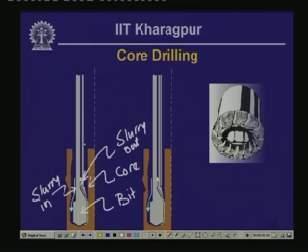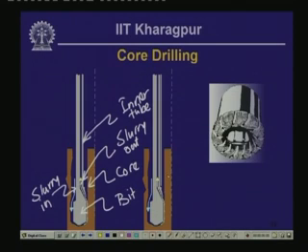So by introducing an inner tube, we are not allowing the slurry that is getting flushed upward to come in direct contact with the core that is taken within the sampling tube. And because there is no direct contact between the slurry and the sample that is getting into the tube, the sampling disturbance is going to be minimized, it is hoped.